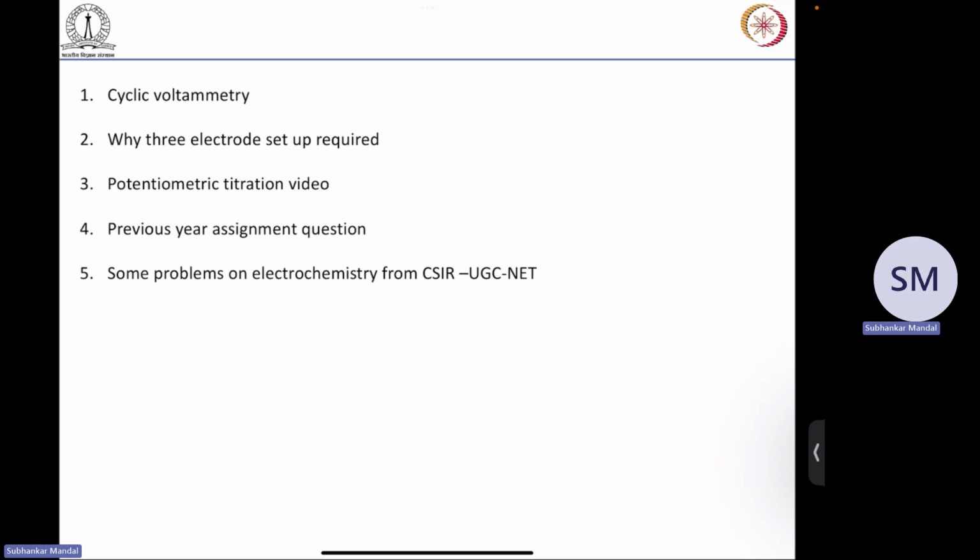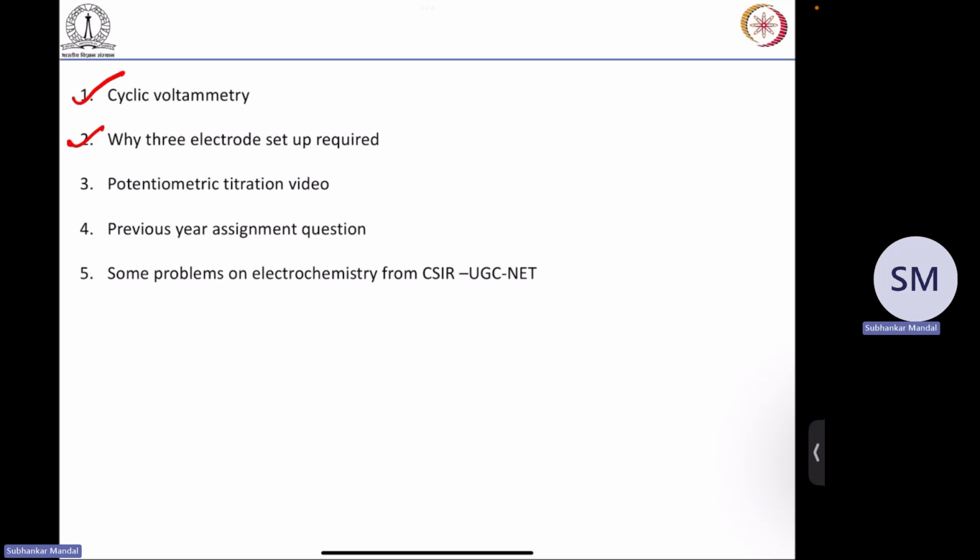After that we'll discuss why a three electrode setup is suddenly required. When we discussed the galvanic cell or electrolytic cell, they use two electrodes, one cathode and one anode. But when we talk about polarography, we use three electrodes: one is the counter electrode, one is the working electrode, and the other is the reference electrode. So why we need the three electrode setup, we'll discuss today, and cyclic voltammetry also.